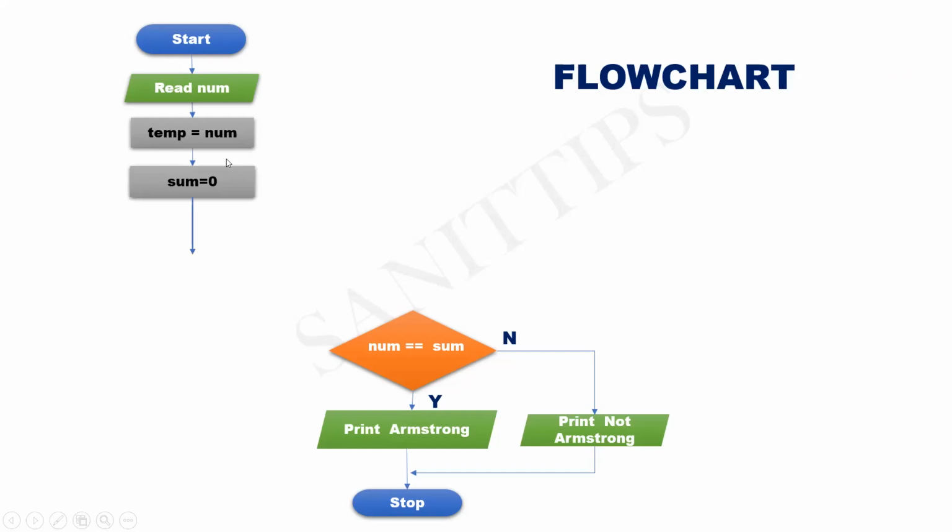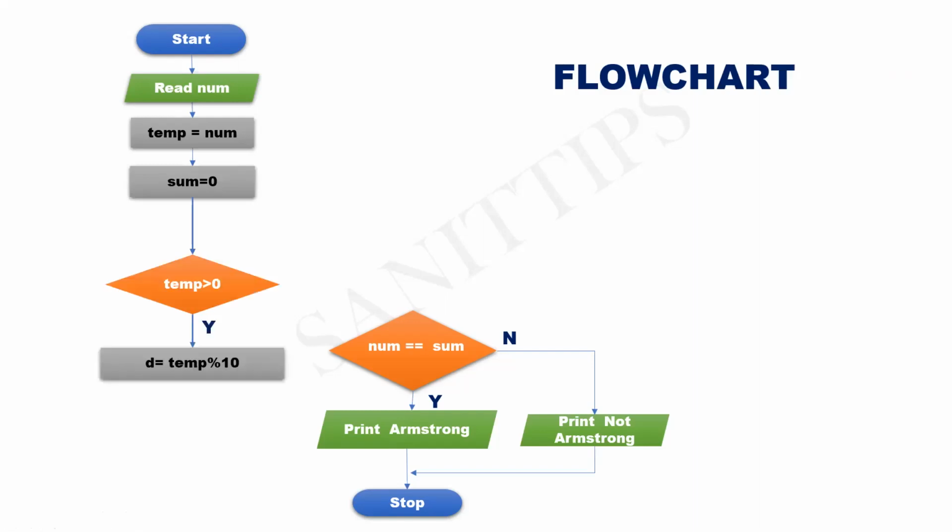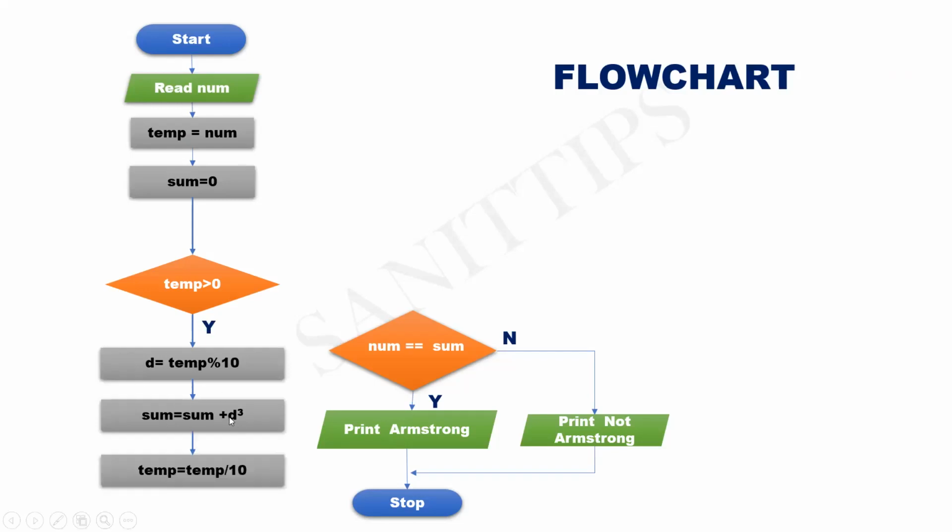Sum equal to 0. While temp greater than 0, if it is yes, d equal to temp mod 10, extracting the last digit. Then adding the cube of the digit to the sum. Sum equal to sum plus d cube. Then reducing the number. Temp equal to temp by 10. So this step is repeated until the temp becomes 0. Once the temp becomes 0, our sum of the cubes of the digits is in the variable sum.